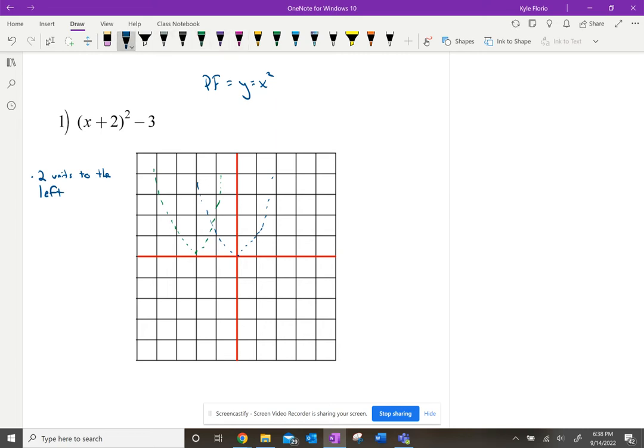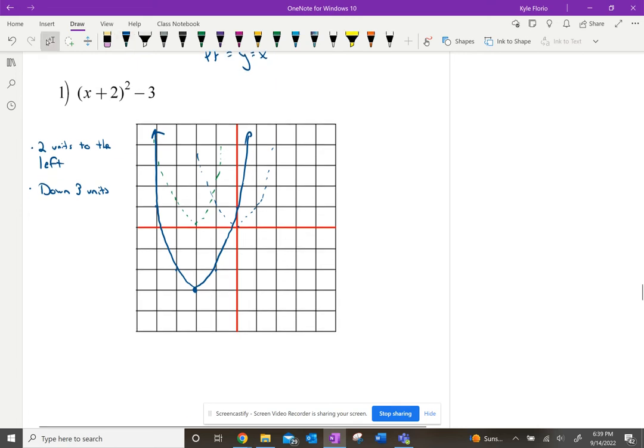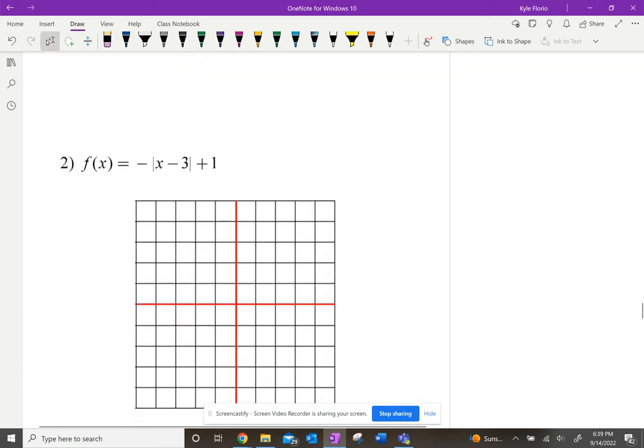Down 3 units. So then we'll go back to blue. 1, 2, 3. So this is the final product. Okay. So move 2 to the left, 3 units down. Remember, plus goes in the opposite direction that you'd think. And that's it. Check it on Desmos if you want.